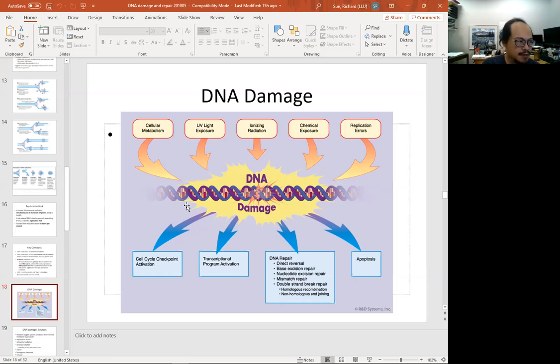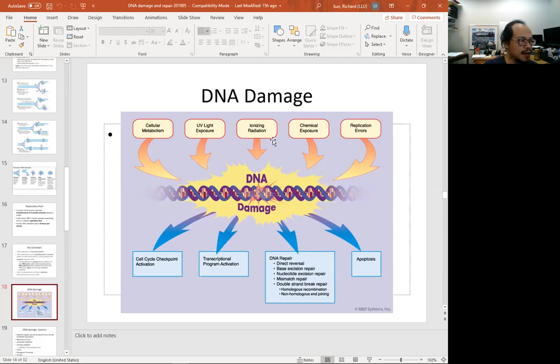is the UV light. So this UV light is ultraviolet light. This is light that is not visible to us. This light most commonly exists under the sun, because the sun emits it and this UV light can penetrate through our atmosphere and shine on our body. And our skin cells will be the first to receive this UV light. And that UV light has the energy to cause damage to our DNA. So that's one we will talk about.